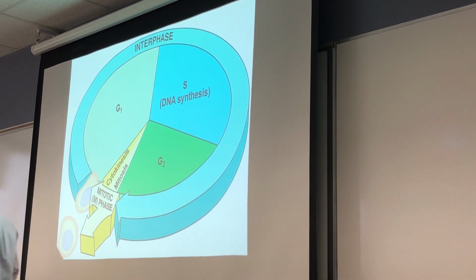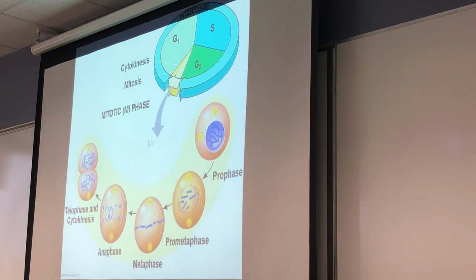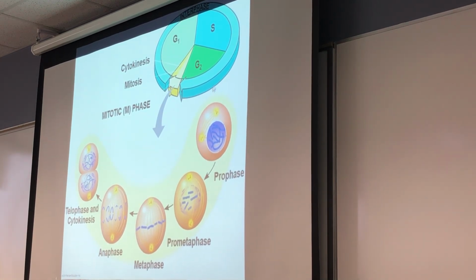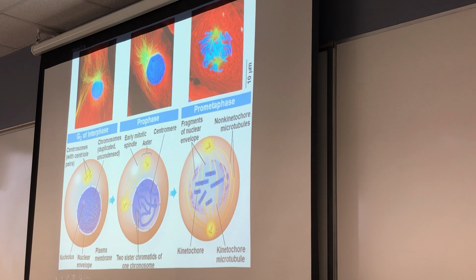Okay. Mitosis. That was here, the interphase, G1, S and G2 phase. And then here the mitotic phase: the prophase, prometaphase, metaphase, anaphase, and telophase and cytokinesis. So, mitosis is conventionally divided into these five different phases, and cytokinesis overlaps the later stages of mitosis, the telophase. Then you have the G2 phase of the interphase.